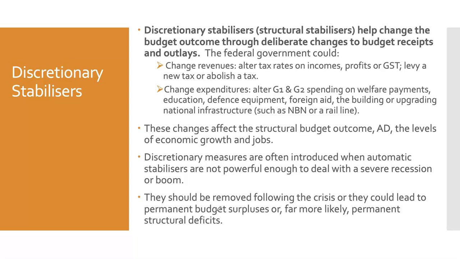Then we come to discretionary stabilisers. These are not automatic. We call them structural stabilisers, and these help change the budget, but these are deliberate changes to policy, the rules that are going to impact the budget receipts and outlays.